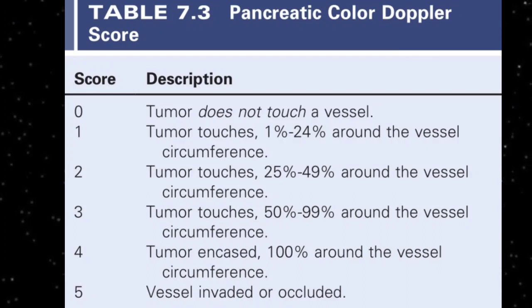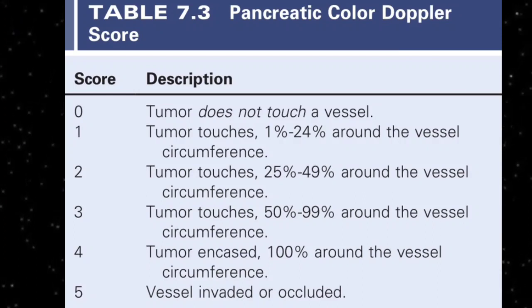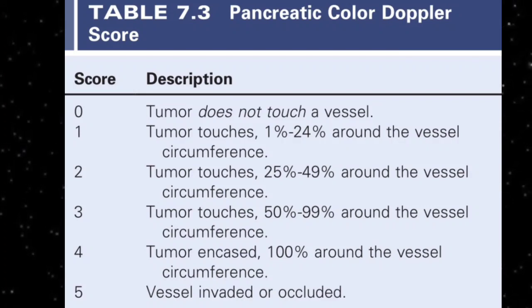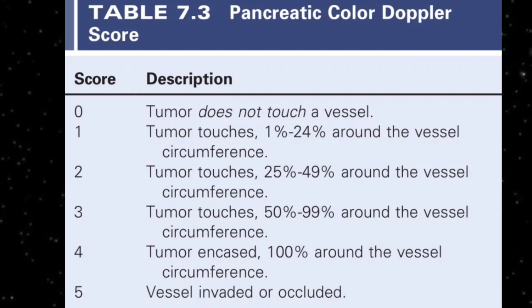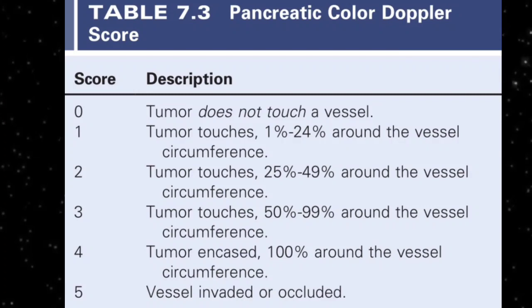This slide shows very useful information. Look at this pancreatic color Doppler score. It scores from 0 to 5. 0 is the score when the tumor does not touch a vessel, while at the 5th score you can see that the vessel is totally obscured and totally included.